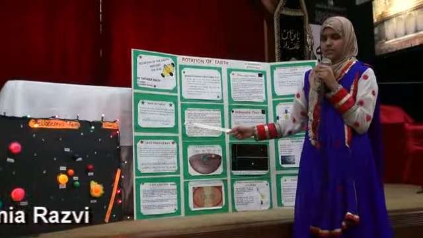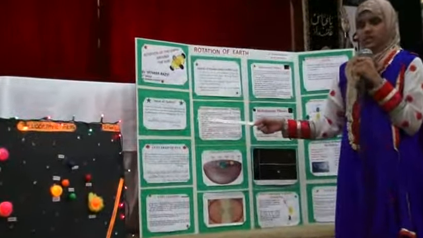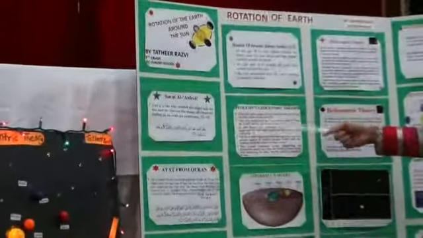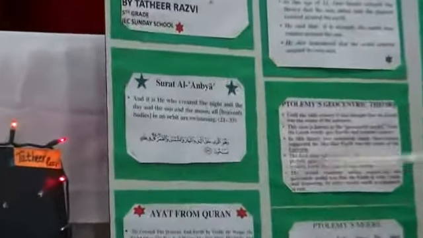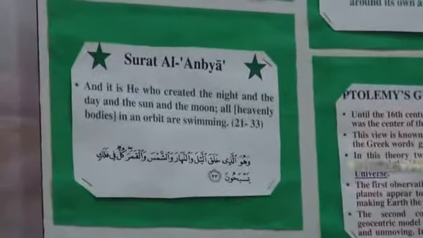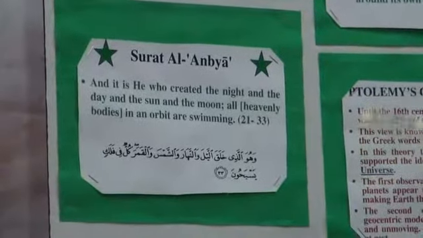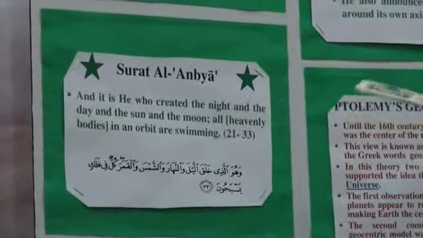This is an ayat from the Quran, and this ayat talks about how Allah created the night, the day, the sun, and the moon. And this also talks about how all the planets are swimming in their own orbit. And this ayat is from Surah Al-Anbiya.